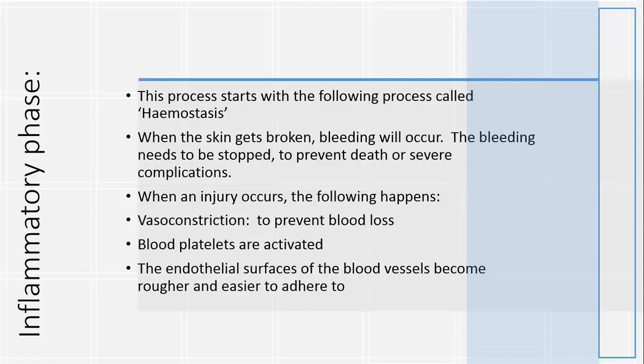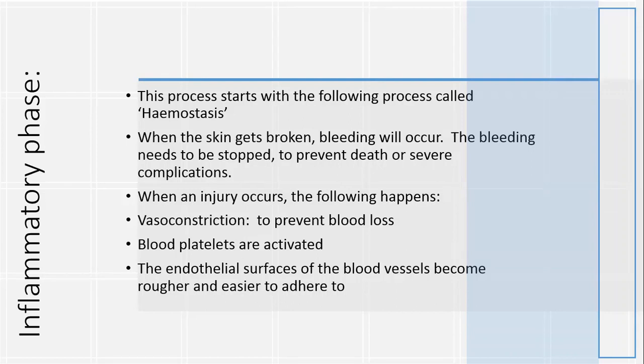So if we look at the phases of wound healing, the first phase is the inflammatory phase. When we look at the inflammatory phase of wound healing, this process starts with a process called hemostasis. Hemo, referring to blood or bleeding, stasis, meaning to stop. We need to stop the bleeding. So when the skin gets broken, bleeding will occur. We need to stop the bleeding in order not to bleed to death or to have severe complications like shock.